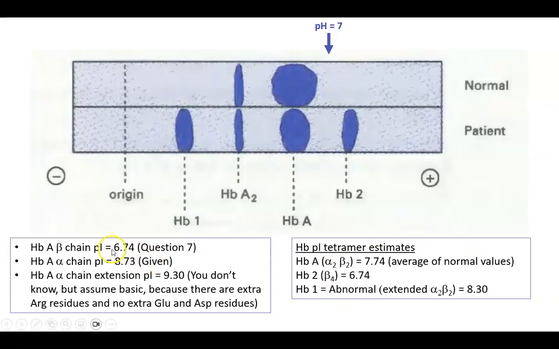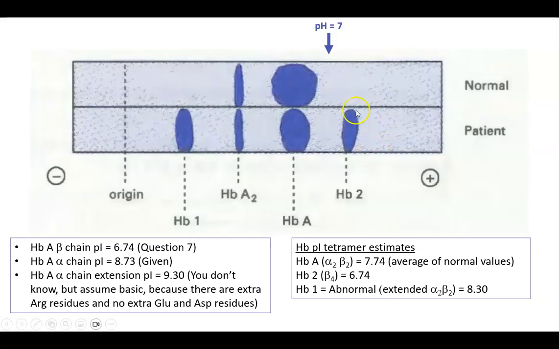So I did actually go ahead to question 7 and I looked at the normal beta chain. So if this is normal alpha and normal beta, then my normal A has to be some kind of average between the two, and that's where it is. So I'll just go to hemoglobin 1 first. But that means that hemoglobin 1 has to be that alpha 2, beta 2. Her beta is normal, and that extension is more basic. So hemoglobin 1 has to be alpha 2, beta 2, but with abnormal alphas.